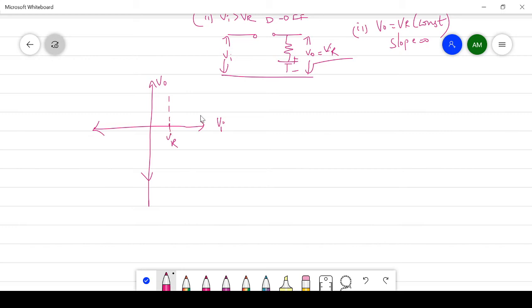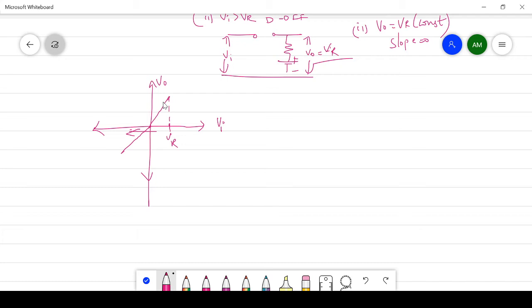So first condition is what? Below the reference voltage. So below the reference voltage is nothing but in this part. So in this part, below the reference voltage, less than the VR value, we can get the slope as 1. So slope is 1 here, slope is 1 is nothing but this is the conducting part.